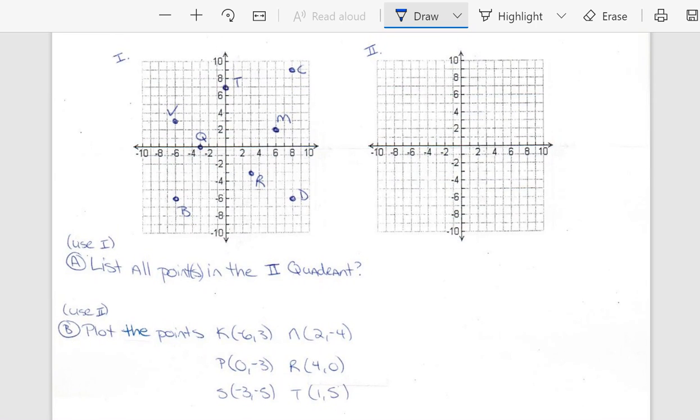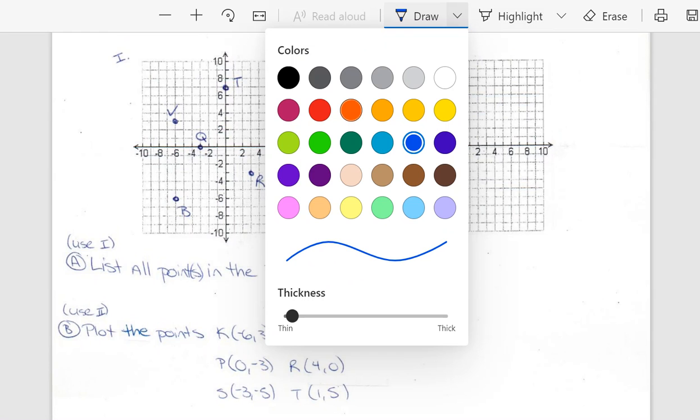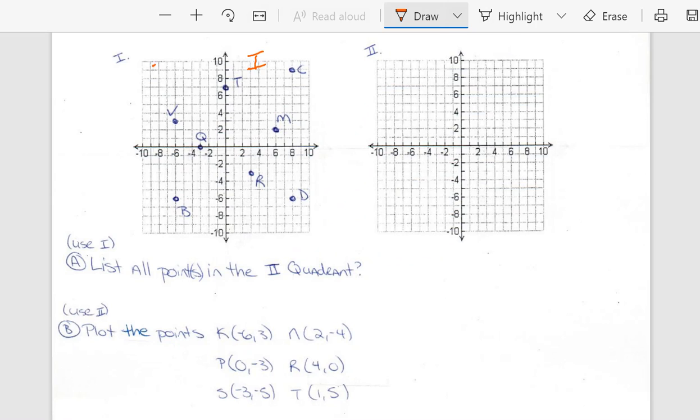In case you don't remember what the quadrants are, let me use a different color here. We always use Roman numerals for them for some reason. So this is quadrant 1, this is quadrant 2, this is quadrant 3, and this is quadrant 4. It goes counterclockwise, against the clock, starting with 1, 2, 3, and 4.